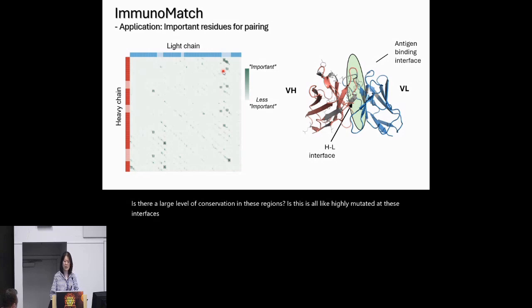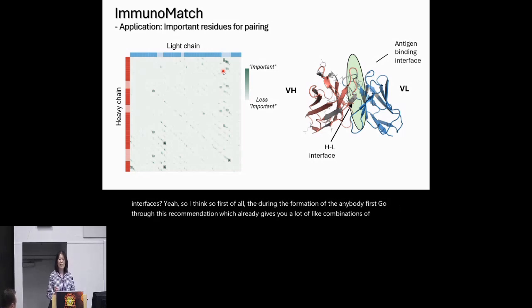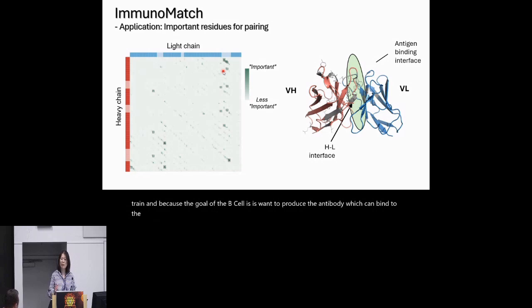Yeah, so first of all, during the formation of the antibody, you first go through VDJ recombination, which already gives you a lot of combinations of the heavy and light chain. And because the goal of the B cell is to produce an antibody which can bind to the antigen better, it will also go through some mutations to improve your affinity to the antigen, which makes this problem more complicated. So in the end, the result will be more combinations than the number I showed you previously. All right, thank you.